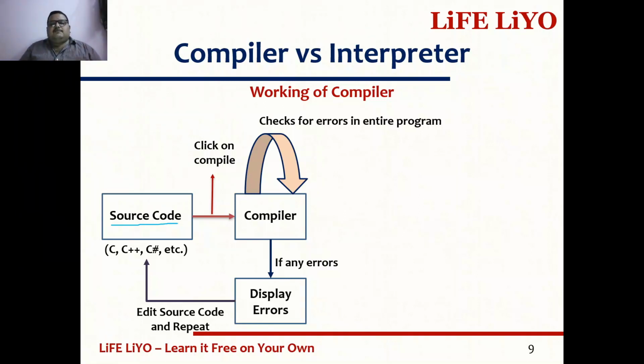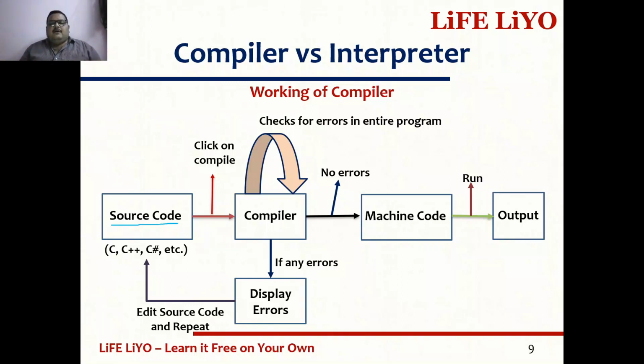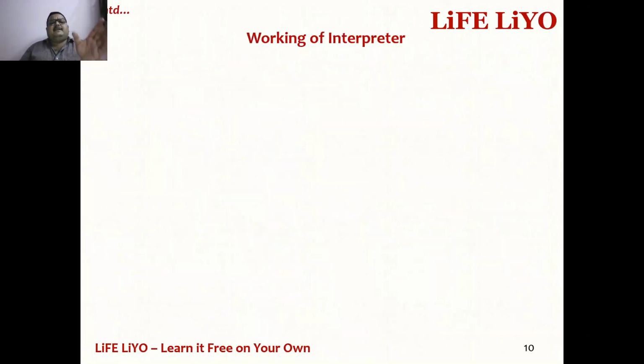Now let us assume that there are no errors in our program, that means the source code has been successfully compiled. Then what does it do? Simple. The high level language code is converted into machine level language code. When we run that machine level language code, we get the output. This is the working of the compiler. Now, if you observe the same thing in the interpreter, what does the interpreter do?